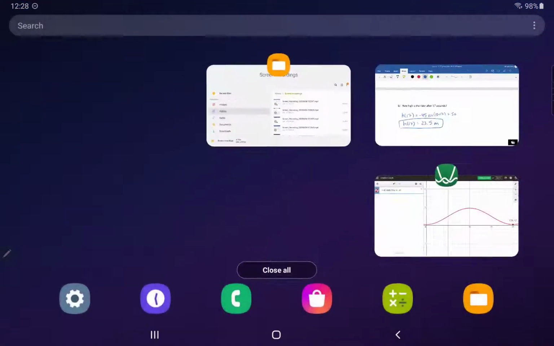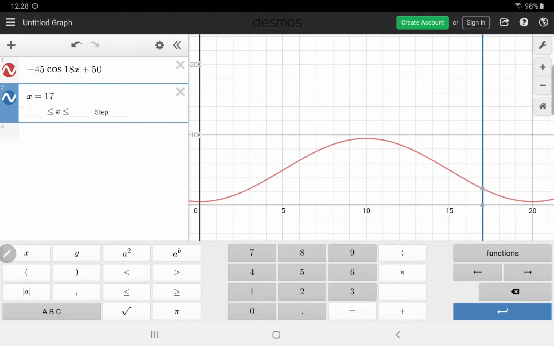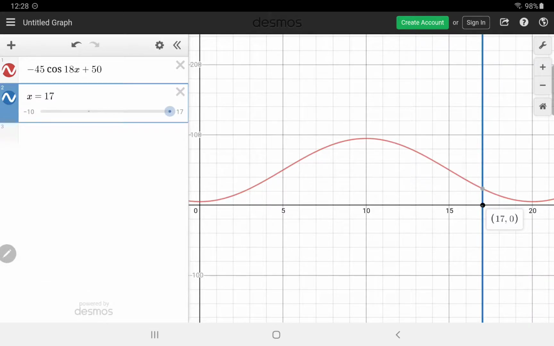Okay, and we'll pop back over to Desmos and we will double check it when we put x equals 17 because that's time. So it's putting an imaginary line at 17 seconds. It's going up and identifying where that is, and there it is at 23.55 for the height.